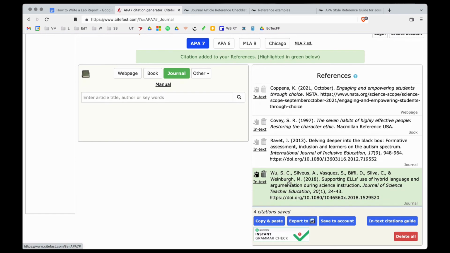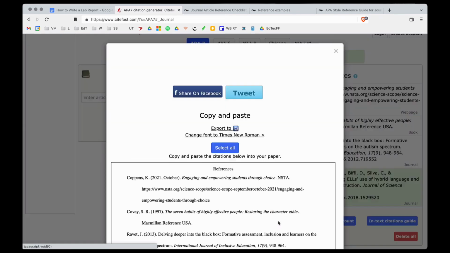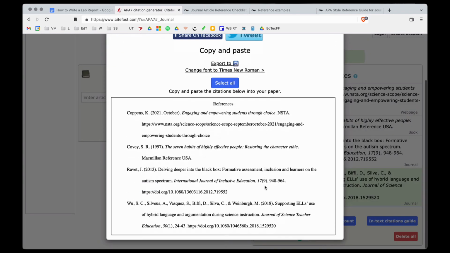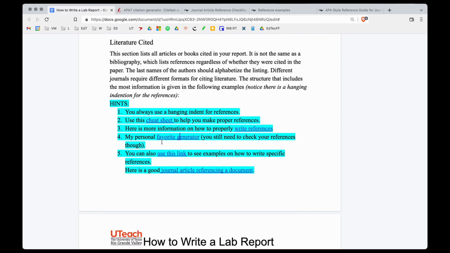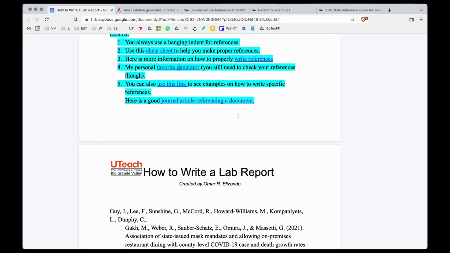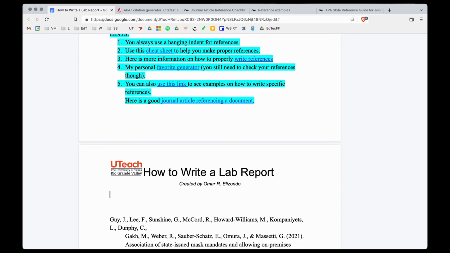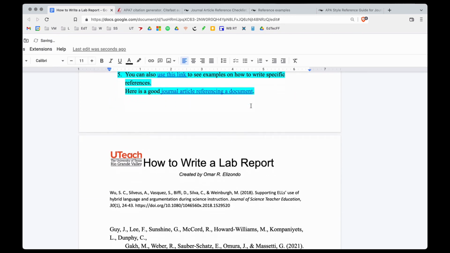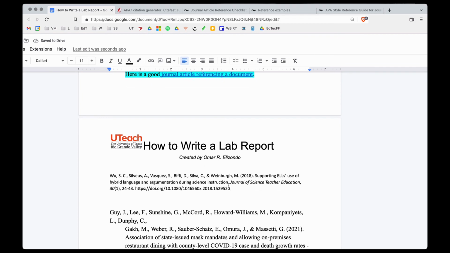And there it is. It's right here for me. I'll click Copy and Paste. And let me get my paper right here. I got it. I can copy that and put it in my references. So I'm going to copy that. And I'm just going to put it on this piece of paper so that you can see. Put a little space here. There it is. But I'm not done yet.